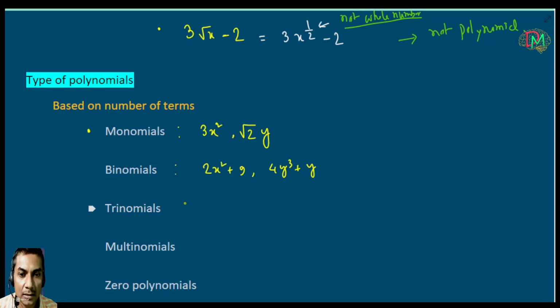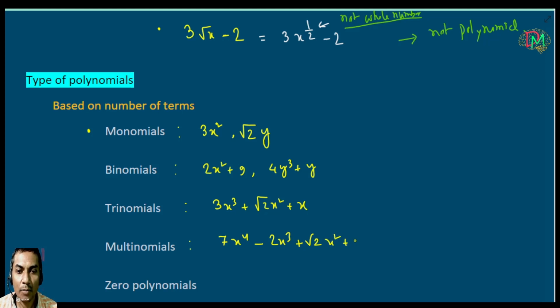Trinomial: 3x cube plus root 2x square plus x. So this is an example of a trinomial, having three terms. Multinomial means more than three terms. For example, 7x to the power 4 minus 2x cube plus root 2x square plus x. So how many terms are there? 1, 2, 3, 4, and if you write another term, that is 2, then you can say it has more than three terms, so it is a multinomial.